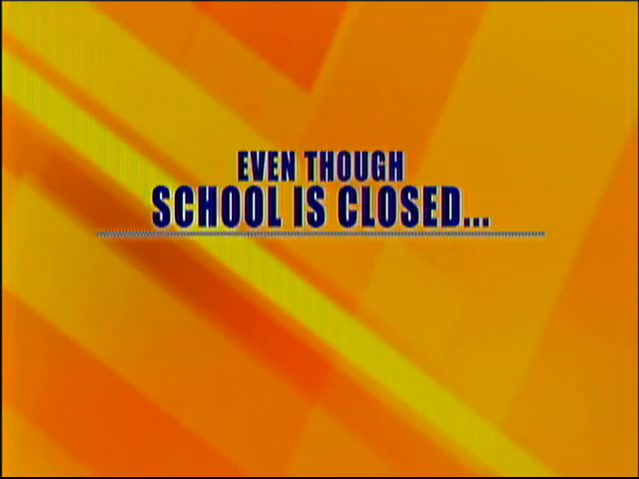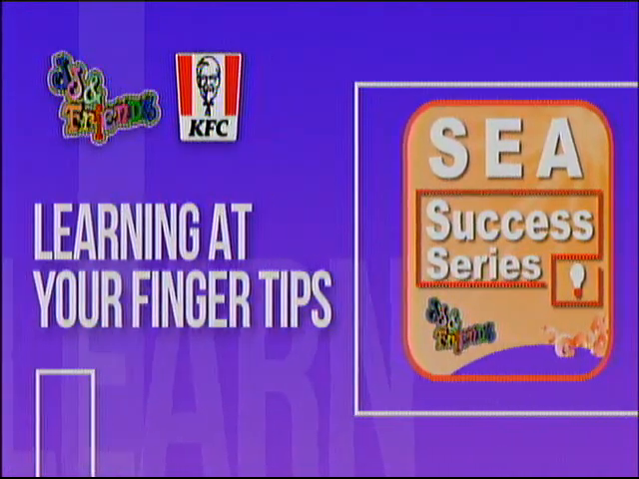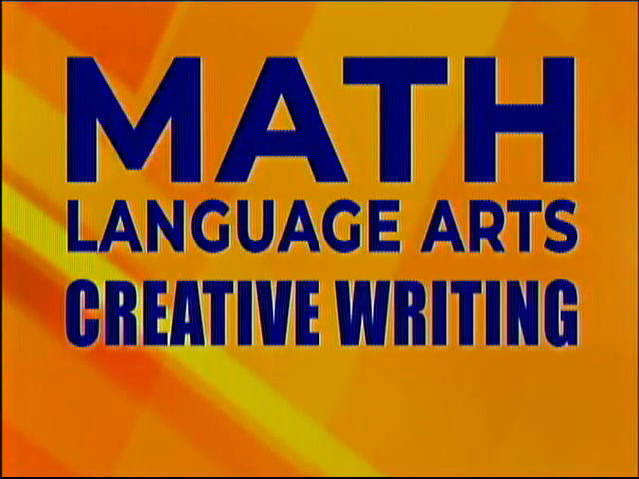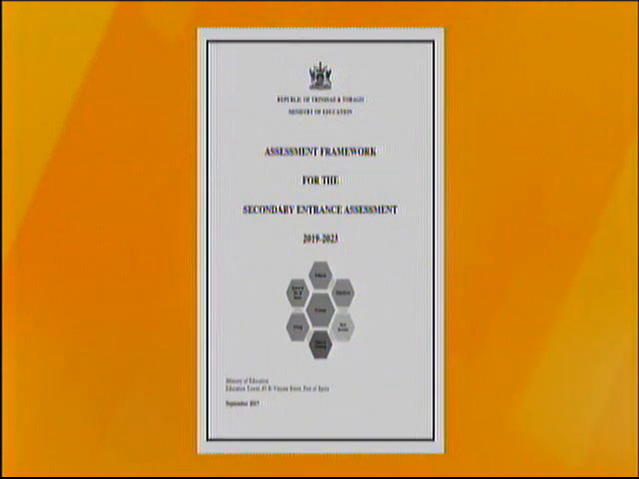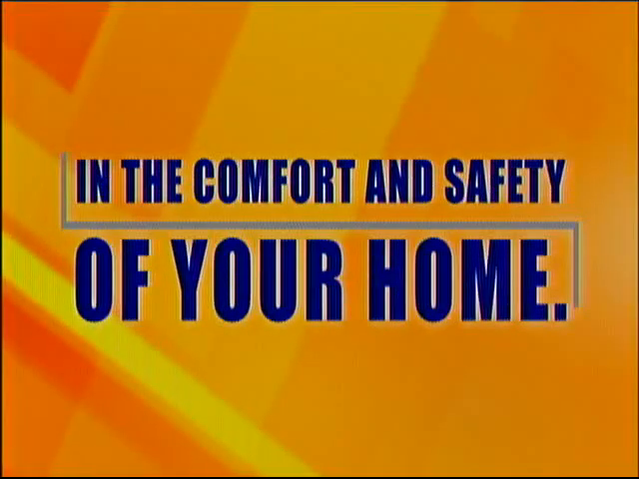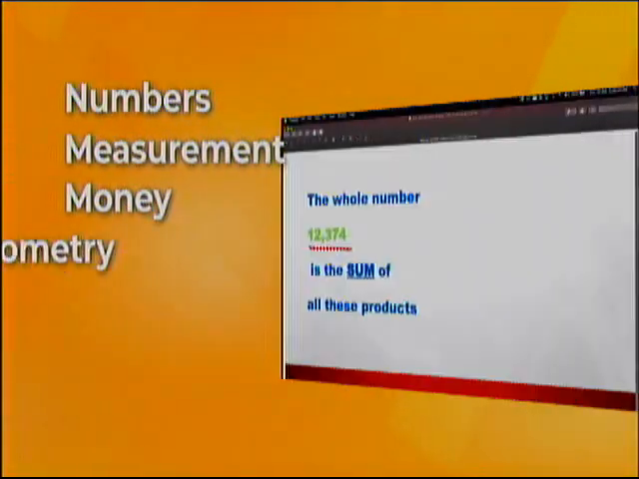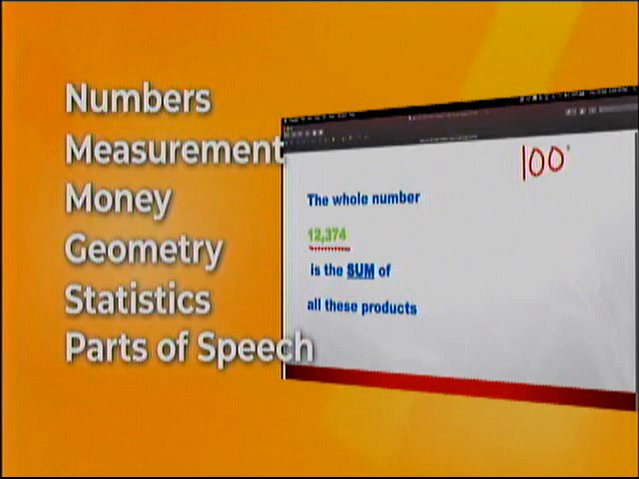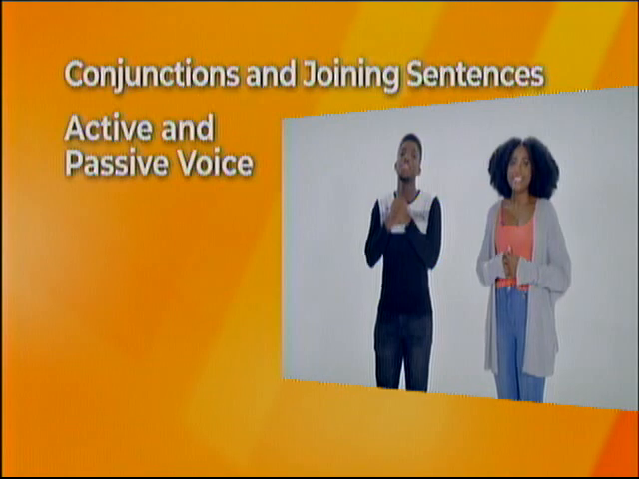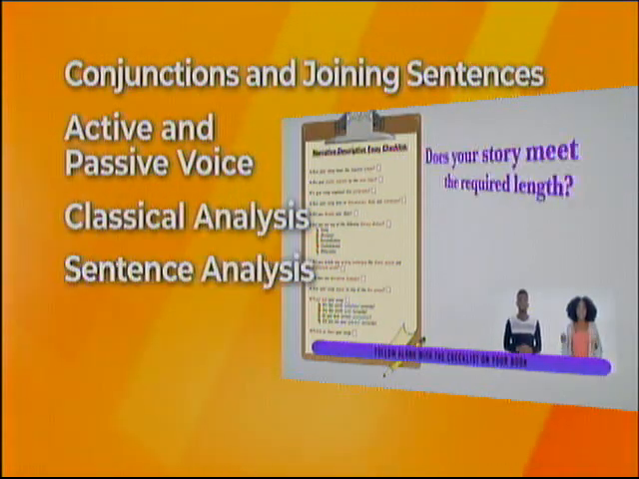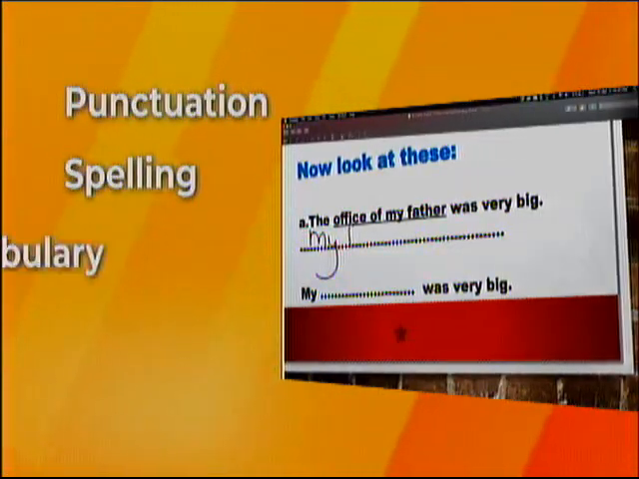S.E.A. students, schools closed but your learning continues with KFC and JJ and Friends S.E.A. Success Series. Learn math, language arts, creative writing and comprehension, all based on the Ministry of Education's S.E.A. 2019 to 2023 framework while in the comfort and safety of your home. Our program covers numbers, measurement, money, geometry, statistics, parts of speech, subject-verb agreement, conjunctions and joining sentences, active and passive voice, classical analysis, sentence analysis, direct and indirect speech, punctuation, spelling, and vocabulary.